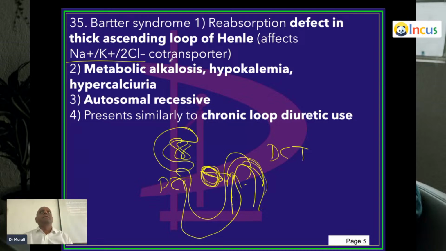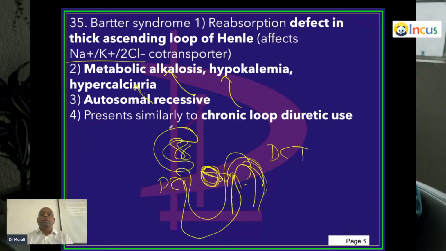So Bartter will lead to all those side effects that occur with the loop diuretics. There will be metabolic alkalosis, hypokalemia, hypercalciuria. What is a very famous dictum? Loop diuretics lose calcium into urine. Thiazide diuretics retain calcium into the body. Who loses calcium into urine? Loop diuretics. Same thing, hypercalciuria will occur in case of Bartter syndrome is what you need to remember.